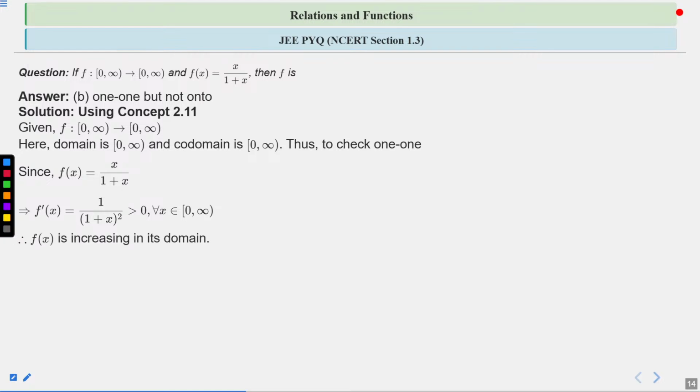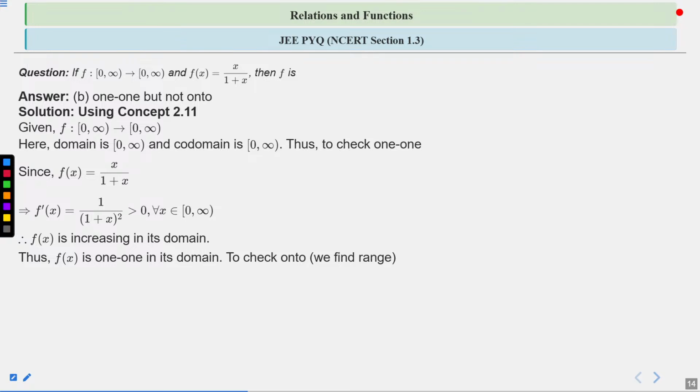Therefore we can say that f(x) is increasing in its domain, right? So f(x) is increasing in its domain. Thus we can say that f(x) is one-one in its domain. So we have checked the one-one condition. Let us check for onto.